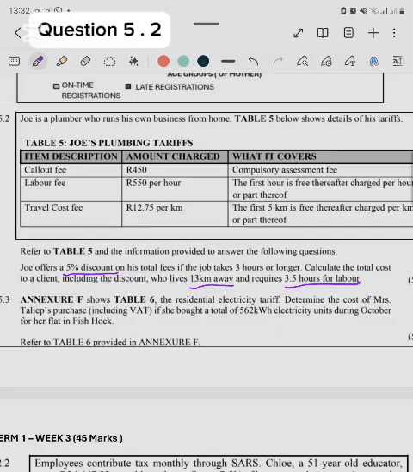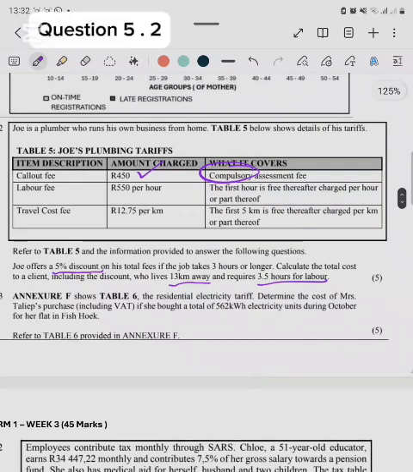So first thing they're going to definitely pay is this $4.50 for the call out fee. Okay, that's a compulsory fee. It tells you that it's compulsory. They have to pay that. The labor fee is $5.55, but they tell you there the first hour is free, and thereafter it is per hour or part thereof. And this is the big key important thing that we want to have over here, this or part thereof, because that is the thing that is telling us that even if it is 1.5 hours, you're going to pay for 2. Even if it is 3 hours and 1 minute, you're going to pay for 4 hours.